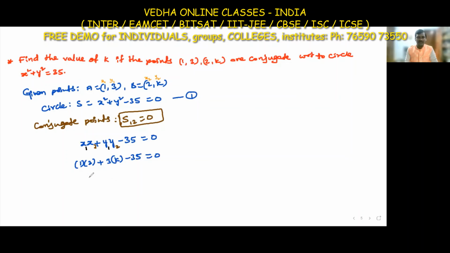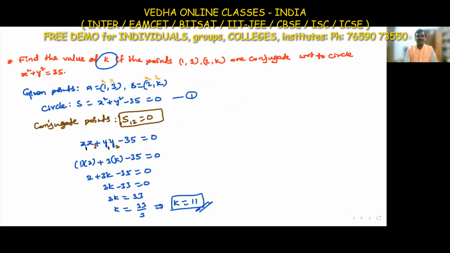So 1 into 2 is 2, plus 3k, minus 35 equal to 0. 2 minus 35 is minus 33, so 3k is equal to 33 and the value of k is 33 by 3. This implies the value of k is 11, since 3 elevens are 33. What is the question here? Find the value of k if the points are conjugate with respect to the circle. So here we got the value of k.